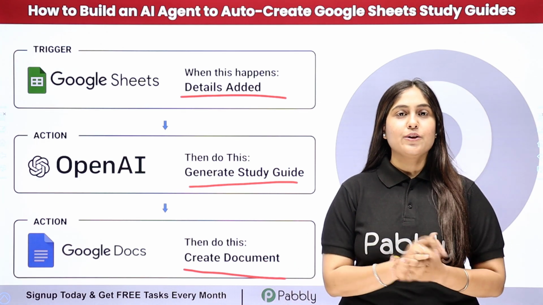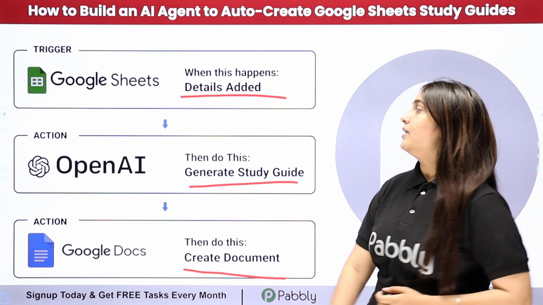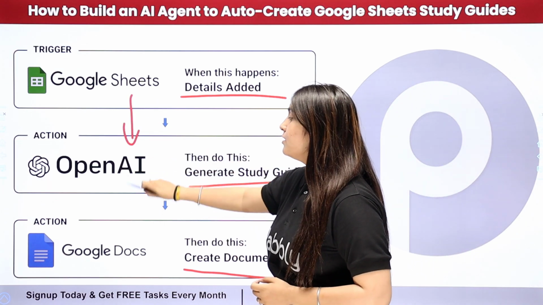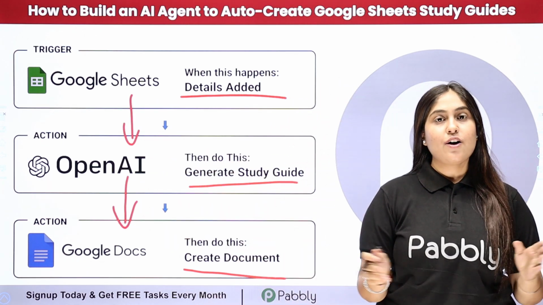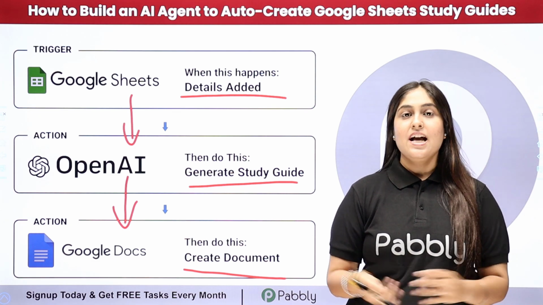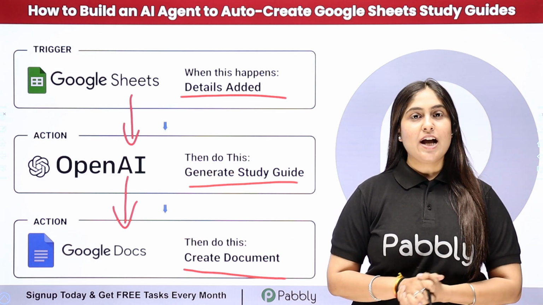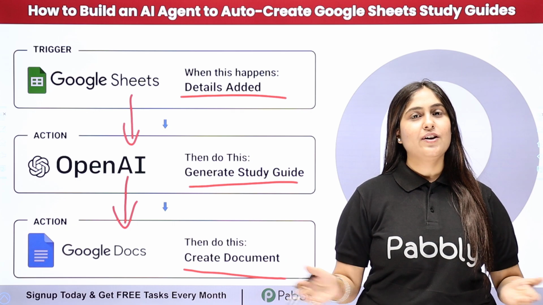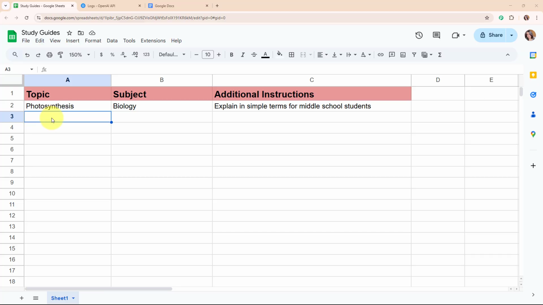Now to automate the entire process, I need to connect my Google Sheets with OpenAI and Google Docs using an automation software named Pabbly Connect. So to see the working of this automation and to learn this process step by step, let me take you to my screen. Welcome to my screen.